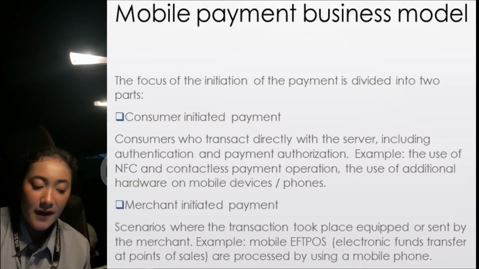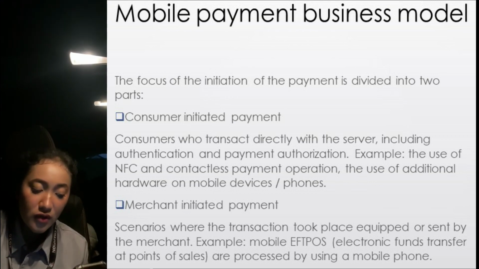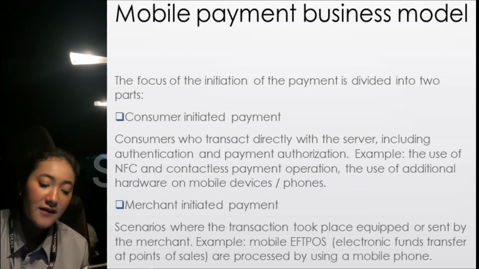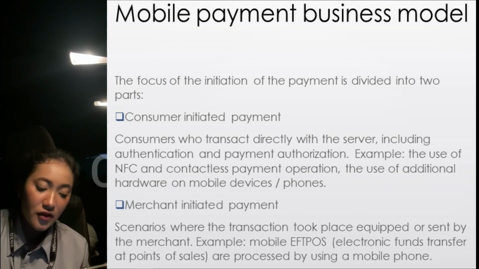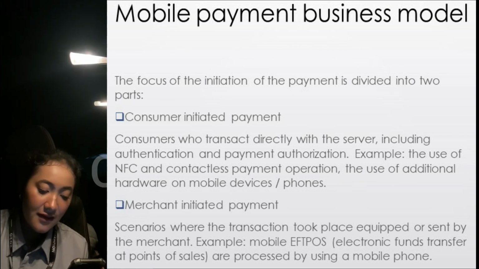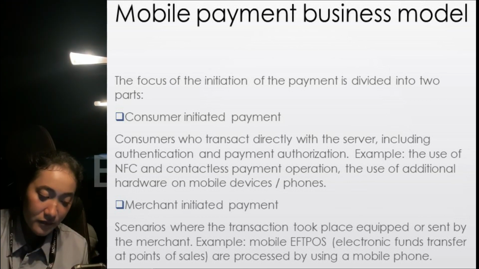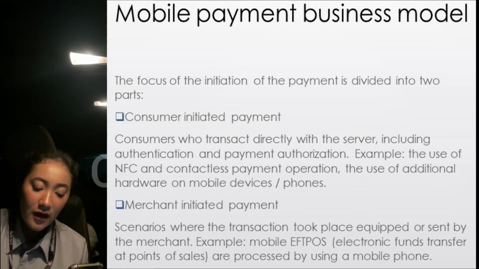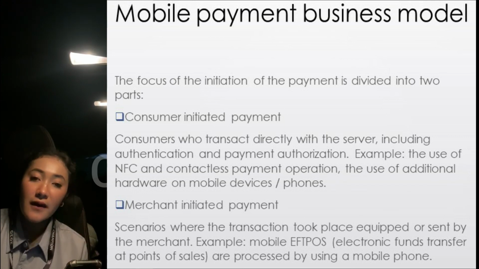So here I will explain about the mobile payment business model. The mobile payment business model, with focus on the initiation of the payment, is divided into two parts. The first one is consumer initiated payment. Here the consumer transacts directly with the server, including authentication and payment authorization. An example is the use of NFC and contactless payment operation, and the use of additional hardware on a mobile device or phone. And the second one is merchant initiated payment.